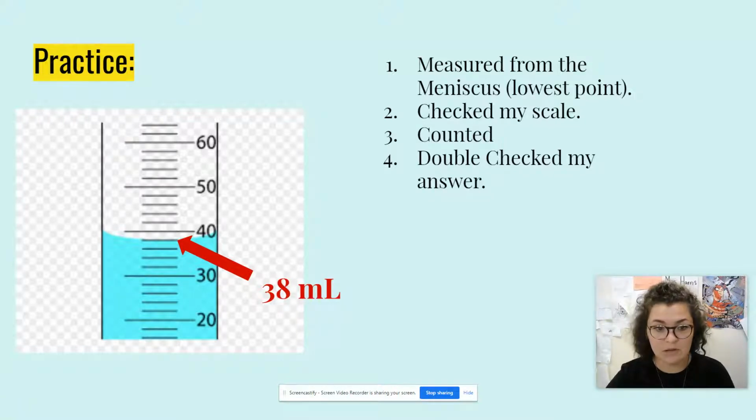So looking at this, it looks like it's 1 tick below 40, so that should be 39, right? No, because the scale is 2. So we can see 30, 32, 34, 36, 38 is where that meniscus hits. Do you see where the water rises up on the sides? And so it actually looks like it's at 40. So if you don't measure by the meniscus, you're going to get a completely different answer than what is correct. Okay, so again, 38 milliliters is the answer to this practice question.